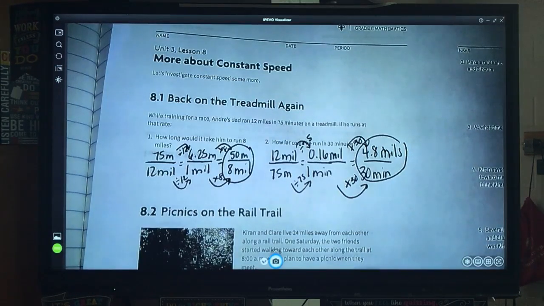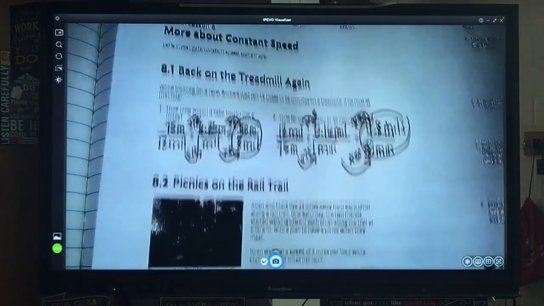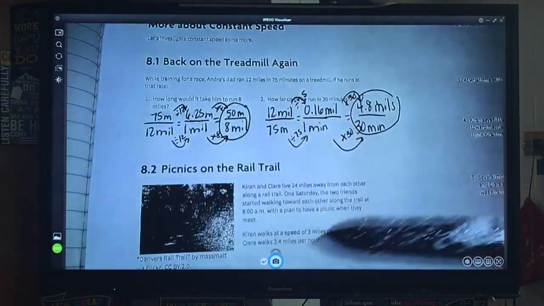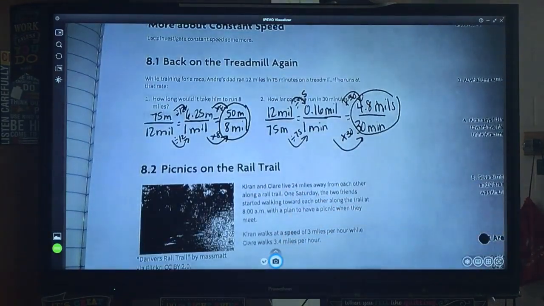All right, so 8.2, picnics on the rail trail. You are doing all of this with your groups. So 1 through 5 is going to be nothing but group work. We are going to read this little tidbit together, and we're going to talk about number 2, just so you guys know the expectations. Everybody put your pencils down so that I know you're listening. iPads should be off your tables.